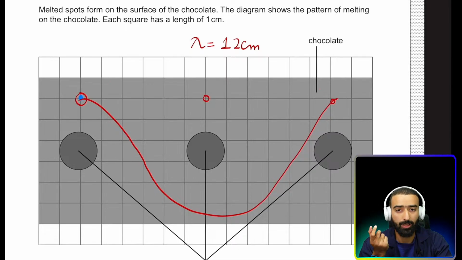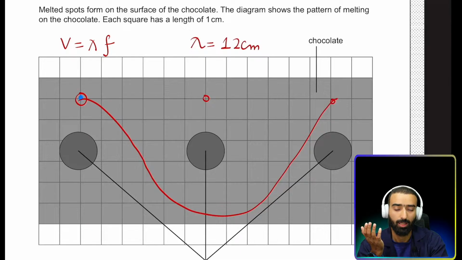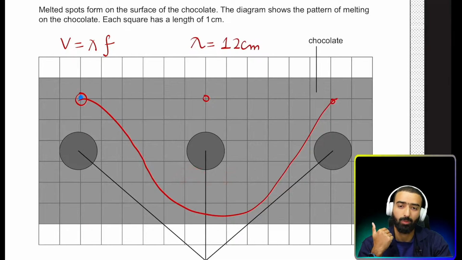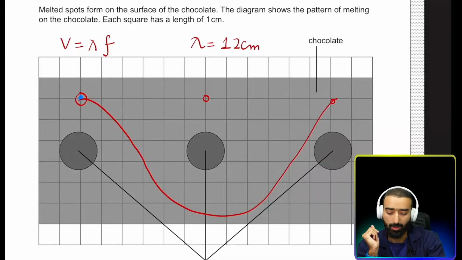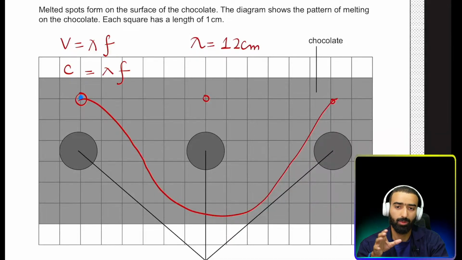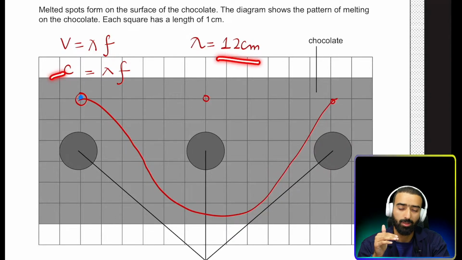How would we find the frequency? We use the equation v equals lambda f. But what's v? Since this is an electromagnetic wave, it travels with the speed of light. So v is equal to c, that's equal to lambda f. All we have to do is substitute the values of c and convert centimeters to meters, and you're going to get the value of the frequency.